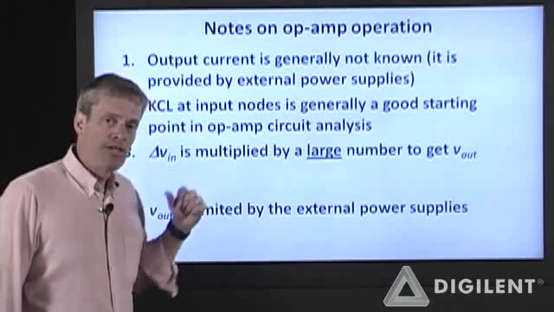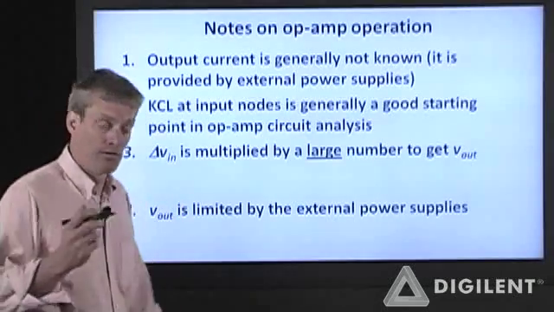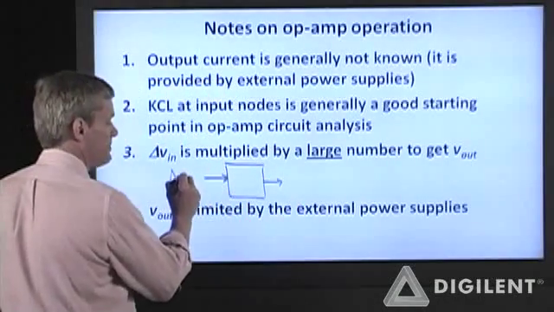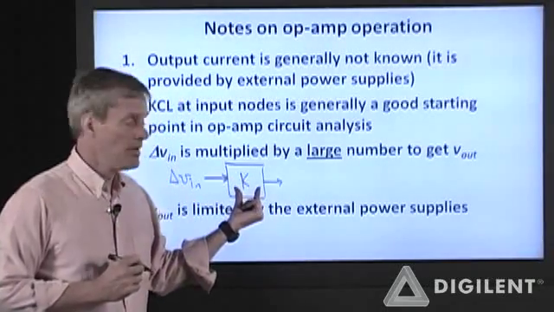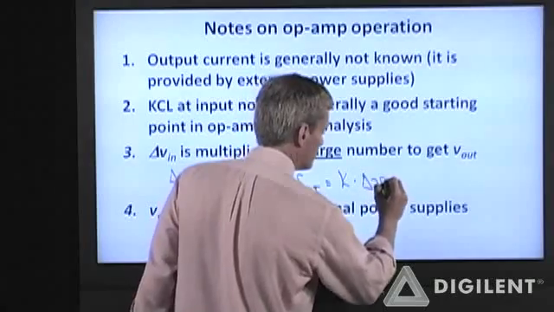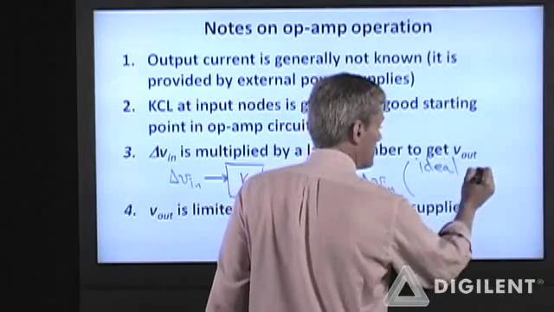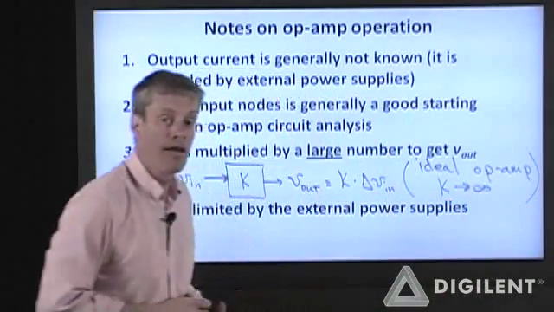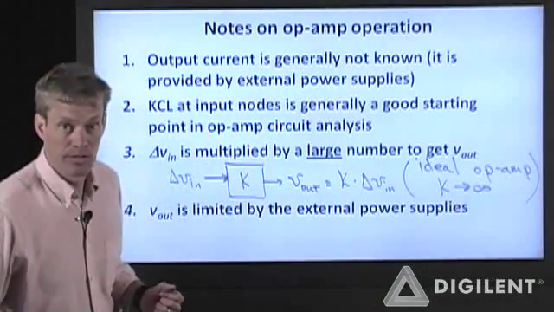The operation of the operational amplifier is generally based on delta Vn. If I look at this amplifier as an input-output relationship, what it looks like is that I have some delta Vn. I multiply that by some large number K. That gives me V out. Now for an ideal operational amplifier, we assume that K goes to infinity. For non-ideal or realistic operational amplifiers, K is on the order of millions. We'll assume it's infinite.